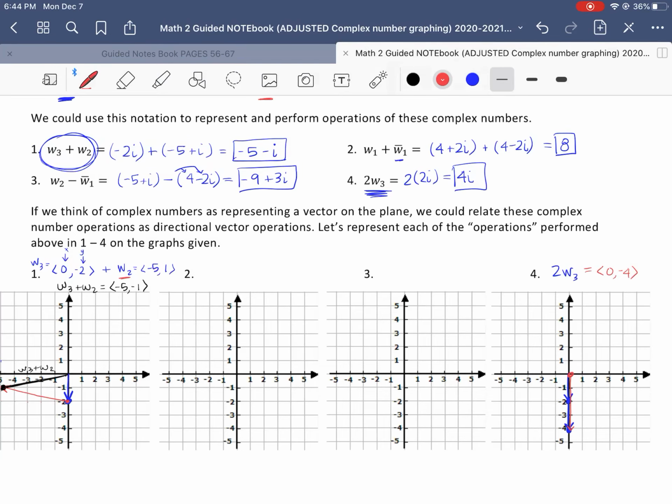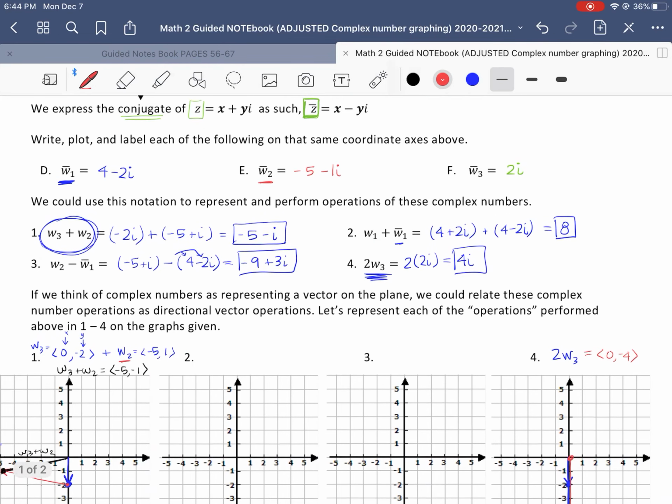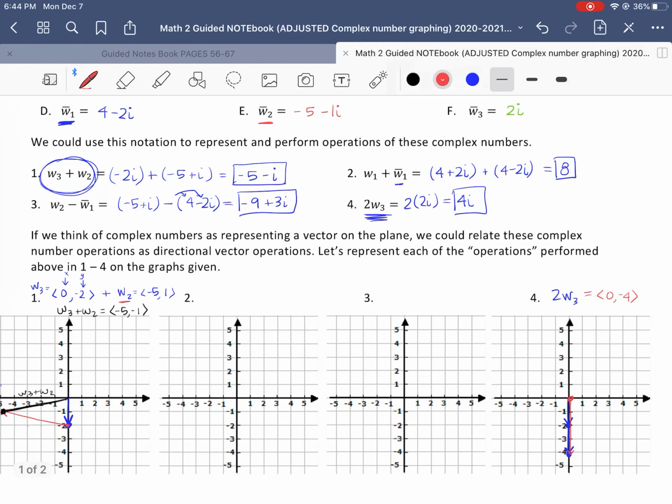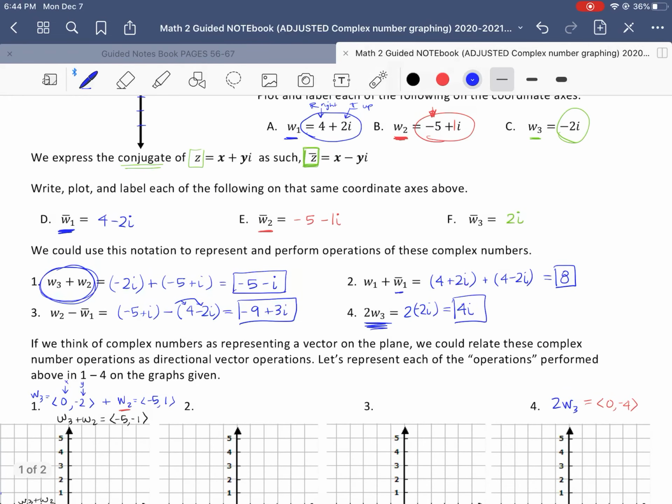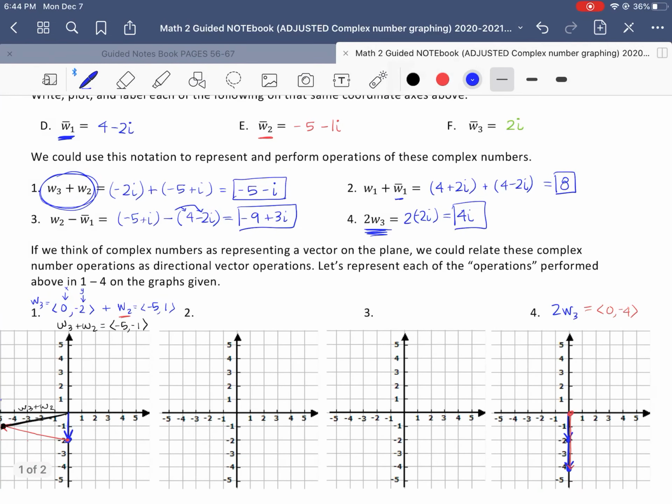So when we look up at, oh, did I go the wrong direction? Negative 2i. Oh, I did number 4 wrong. I just forgot my negative. So notice that's a negative 2i. I used the conjugate. My mistake. So negative 4i. That was a good way to check.